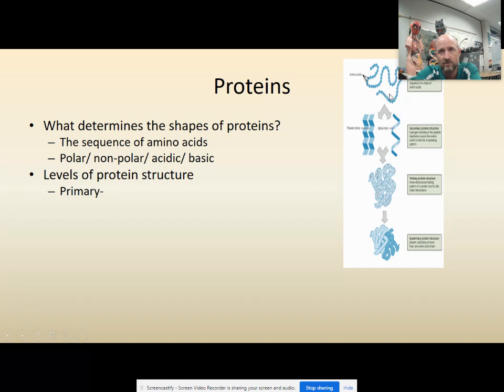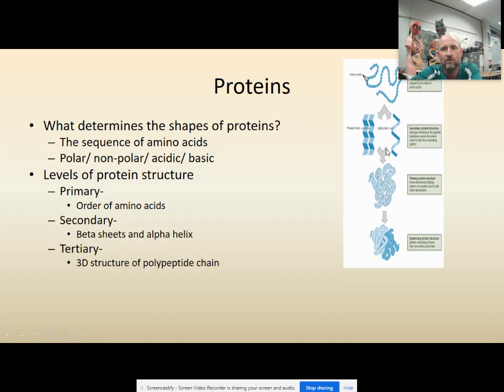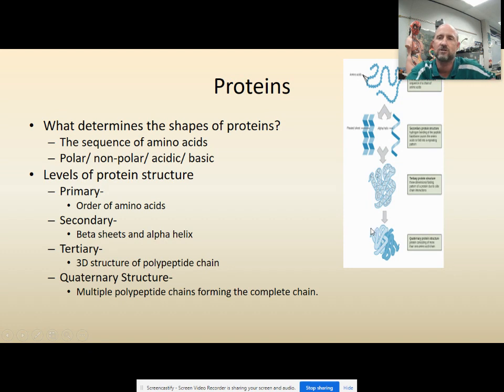Primary, remember, is single-stranded. Then we get our beta and alpha helixes. Those then form together to form a three-dimensional protein, and then multiple units of these, like 2 insulin proteins, form this, or 4 for hemoglobin, give you that quaternary structure. And that's your complete protein.